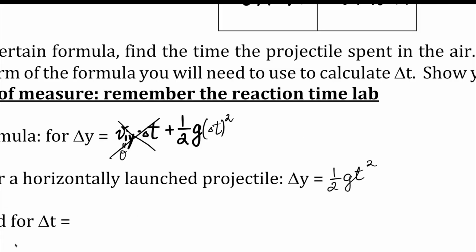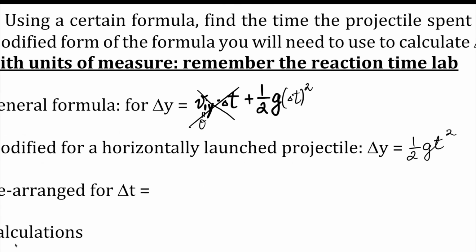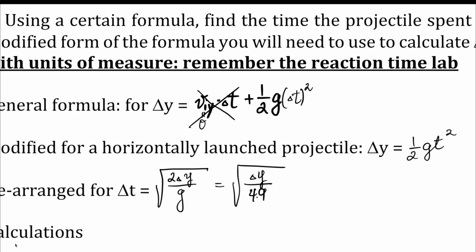And we have a shorter version of the formula, which is 1/2 g t squared. From here, you have two options to find t. It's going to be a root for both, but you can do the root of 2 change in y over g, or you can do just change in y over 4.9, which is half of g. So those are your options. How did I find that? I multiplied everything by 2. That's your 2 change in y over g. That was t squared, and then I rooted both sides. That's how I found it.